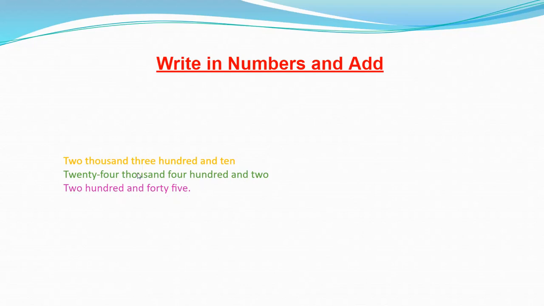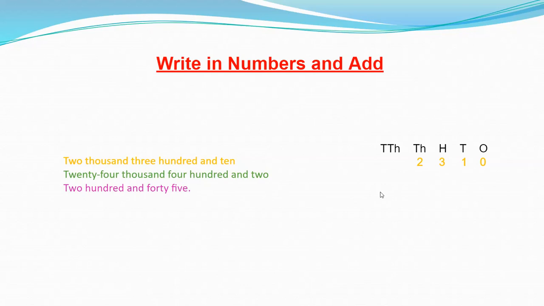245. These are number names. So first of all, we will change the number names into numbers. I'll show you here. Same on the top heading is there. Next one, yellow color number name. I have written yellow color numbers.